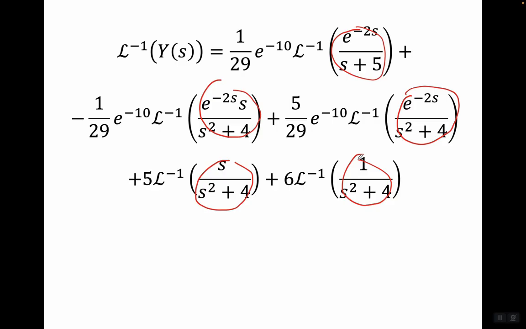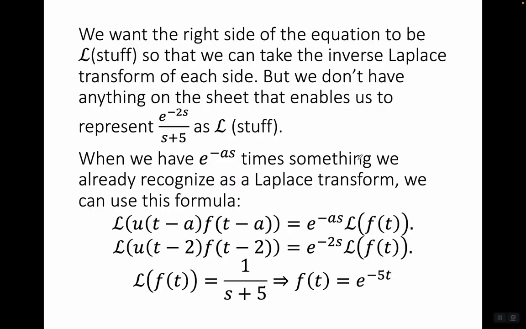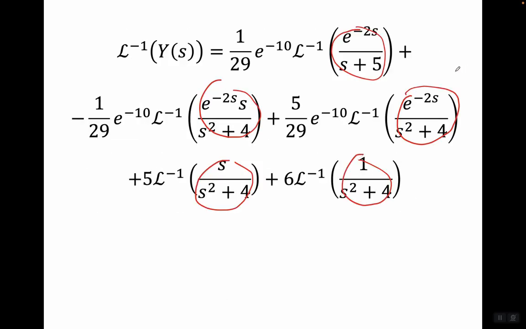We need to find some inverse Laplace transforms. We want the right side of the equation to be the Laplace transform of stuff. So we can take the inverse Laplace transform of each side, and then the right side would just be stuff. But we don't have anything on the sheet that enables us to represent, say, e to the negative 2s over s plus 5 as a Laplace transform of stuff. Yeah, this first one. Well, we don't know what the inverse Laplace transform of e to the negative 2s over s plus 5 is. We haven't seen that. It's not on any of the sheets.